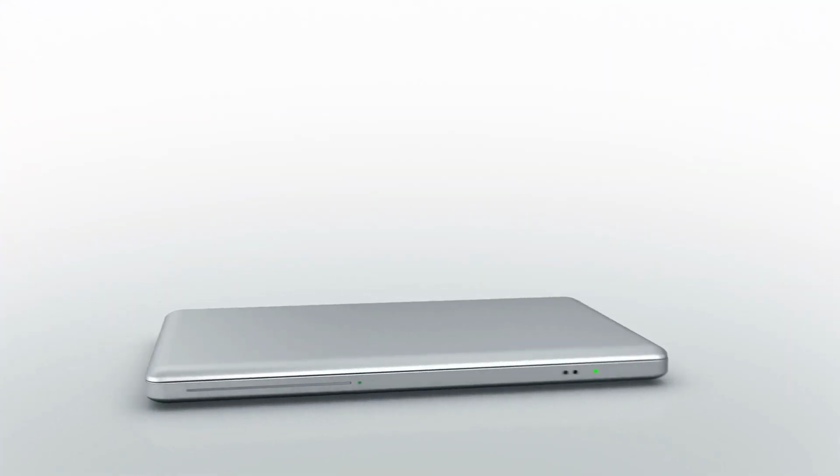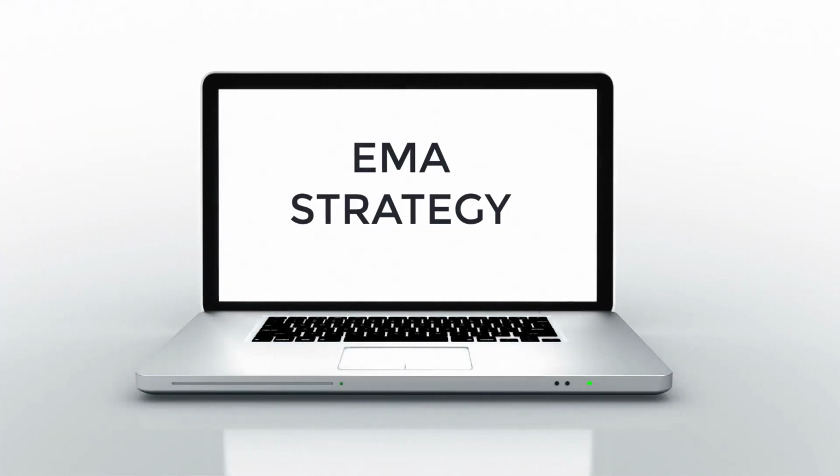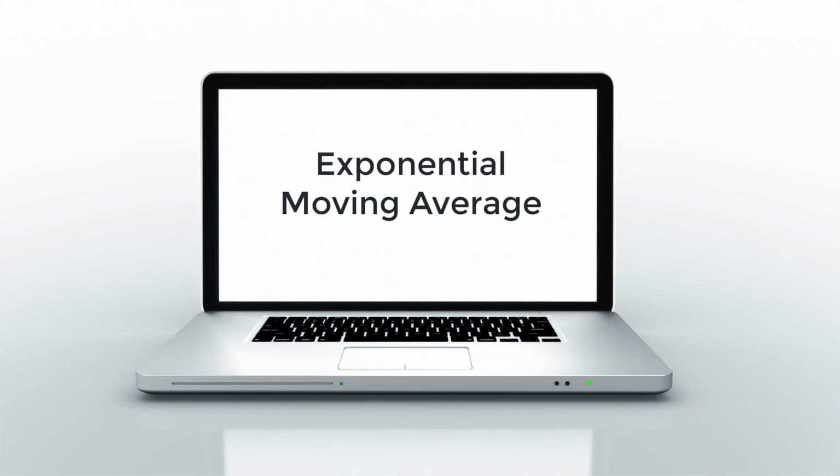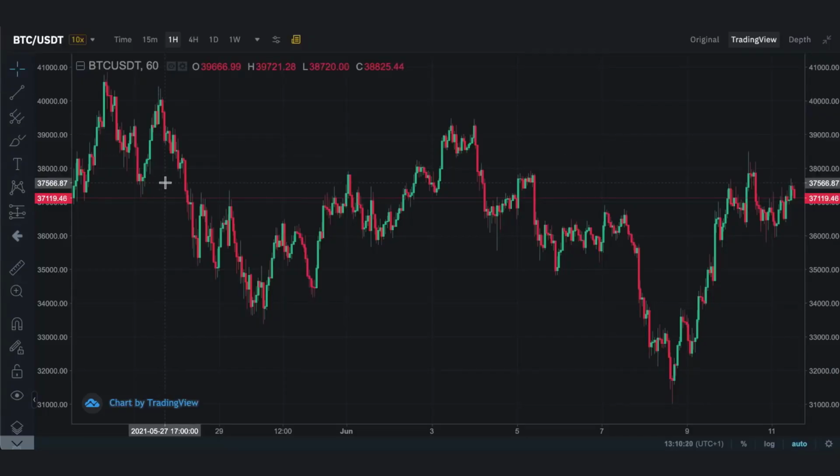The first trading strategy is an EMA strategy. EMA stands for Exponential Moving Average. And right now, you can see I've got the Bitcoin chart against the US dollar, and we have absolutely no indicators here whatsoever.